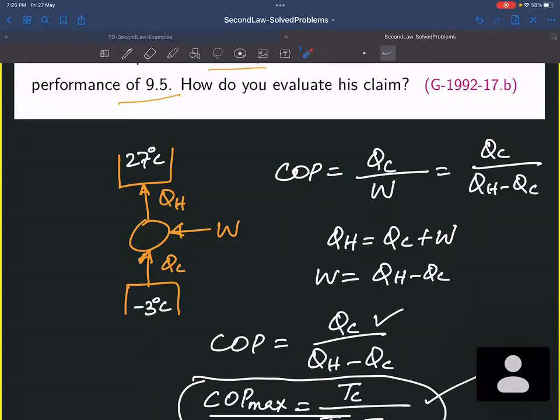Heat pump means, normally in the cold space... I will tell you the difference. Here this space is important. In the case of our hot countries, normally the refrigerator space is of importance. So our primary consideration is this QC. We want to have the output of QC.